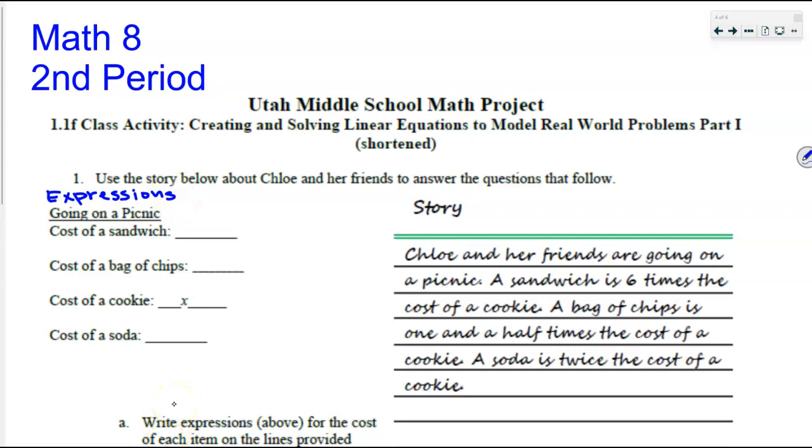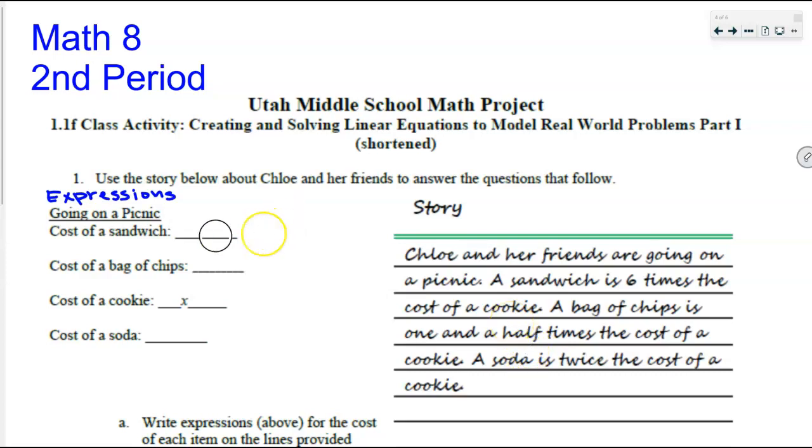We're going to take all of those expressions and then turn them into an equation once we get a little bit more information. Here's the story. Chloe and her friends are going on a picnic. A sandwich is 6 times the cost of a cookie. Do we know the cost of either one of those yet? No, but I know that a sandwich is going to cost more than a cookie. How much more? 6 times more. A bag of chips is 1.5 times the cost of a cookie. And a soda is twice the cost of a cookie.